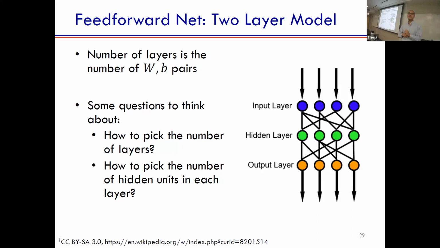A 0 hidden layer network is that original linear function that we saw, because it only has one linear transformation, no nonlinearity, and no second transformation. So that's a 0 hidden layer network.